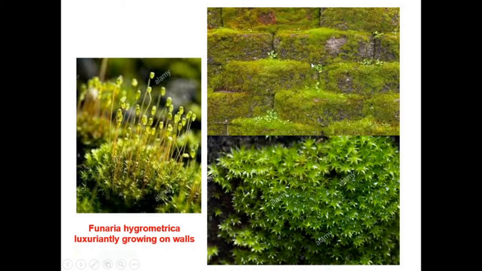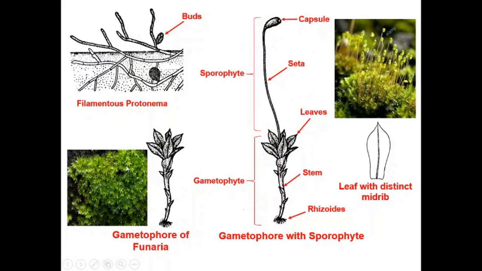Here you can see how luxuriantly the plant grows on moist walls in rainy season. As I mentioned, this is the early leafy stage of the Funaria, and this is the later stage with formation of the erect upright sporophytes. This leafy stage represents the gametophytic phase of the Funaria. Here this image you see is the part derived from this greenish moss on the wall.